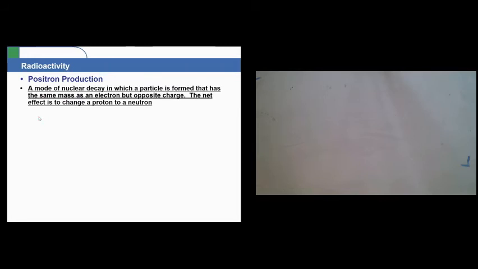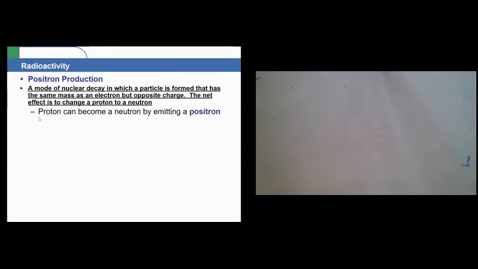One of them is positron production. It is a mode of nuclear decay in which a particle is formed that is the same mass as an electron but opposite charge. The net effect is to change a proton to a neutron. So a proton can become a neutron by emitting a positron.